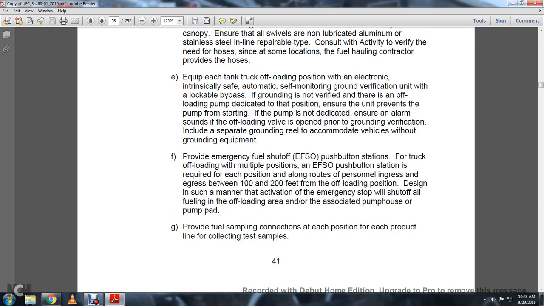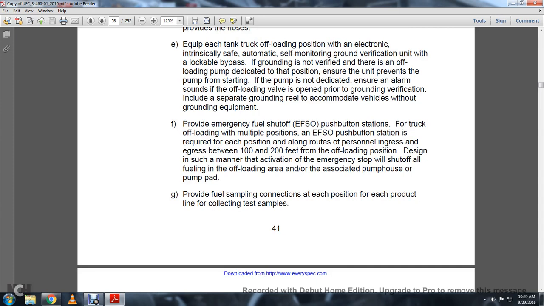Equip each tanker truck offloading position with electronic, intrinsically safe, automatic monitoring ground verification, with a lockable bypass if the ground is not verified. If there is an offloading pump dedicated to that position, ensure that the unit prevents the pump from starting. If the pump is not dedicated, ensure the alarm sounds if the offloading valve is opened prior to ground verification, including separate ground cables to accommodate vehicles without ground equipment.